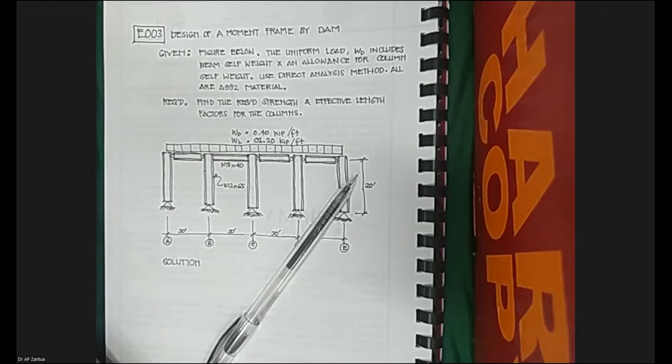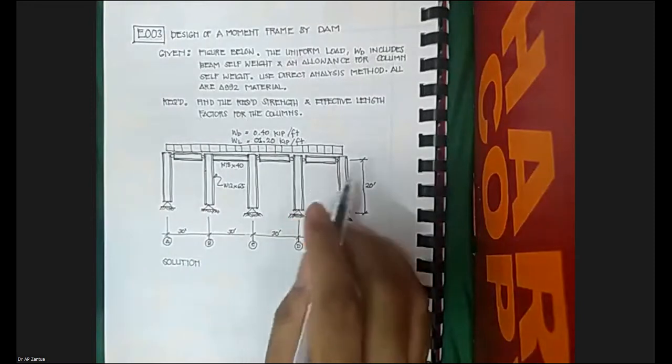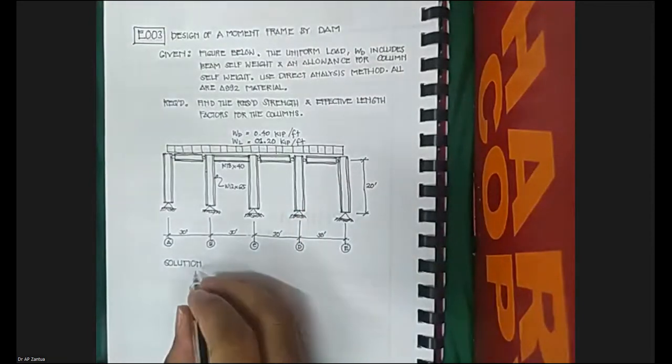Because we want to know the properties of W12/65, the column. We want to know the properties. So we need information about the properties. What do we need from the properties? For example, the area.